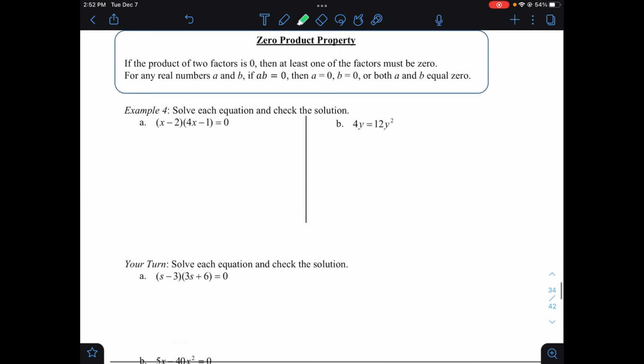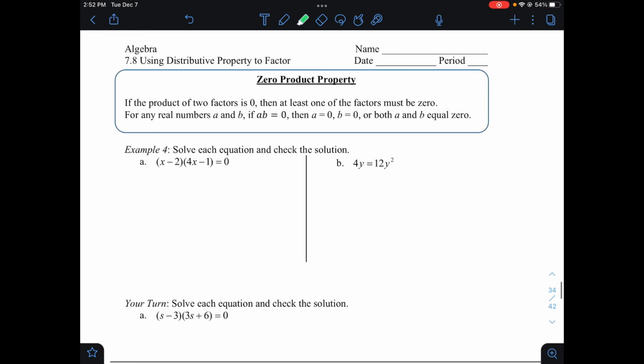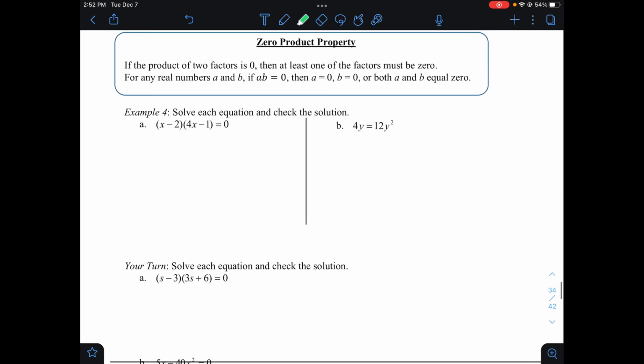All right, the last thing we are doing today is the zero product property. The zero product property says if the product of two factors is 0, then at least one of the factors has to be 0. So what that means is if I'm multiplying several things together and the answer is 0, at least one of those things has to be 0. It's the only way. The only way to get 0 as an answer is if one of the terms is 0.